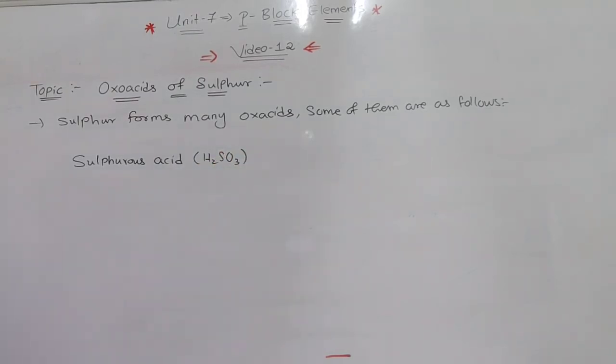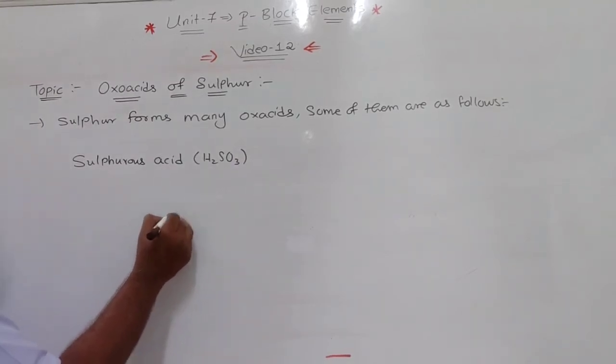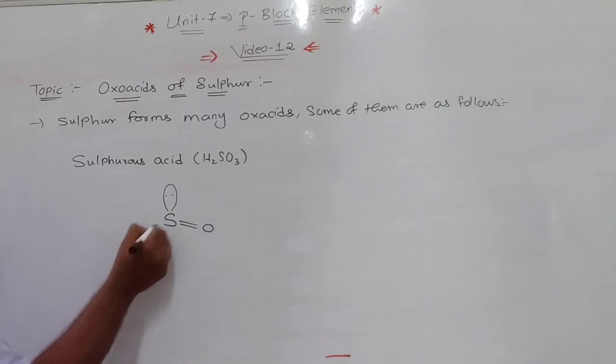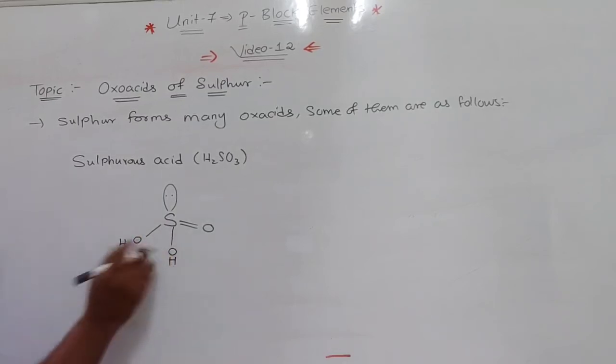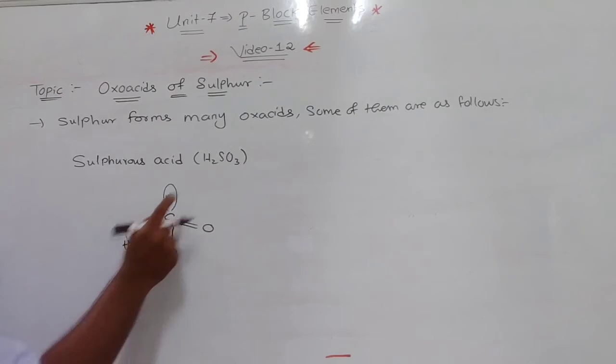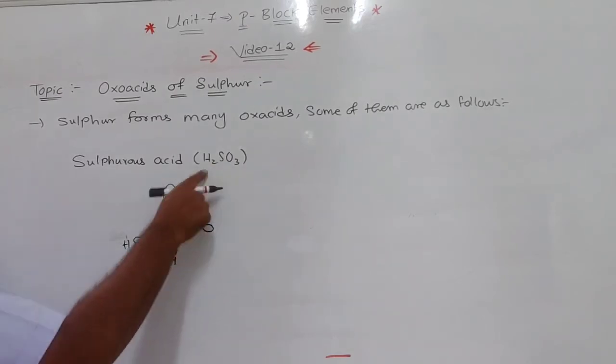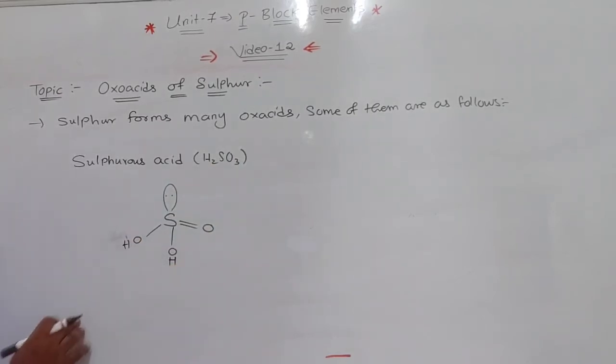Now whenever you have to draw the structure of oxoacids of sulfur, remember one thing. In this case there is one lone pair of electrons, then a double bond to O, then OH, and here OH. Understood? So this is SO3 and H2. This is what we call sulfurous acid.